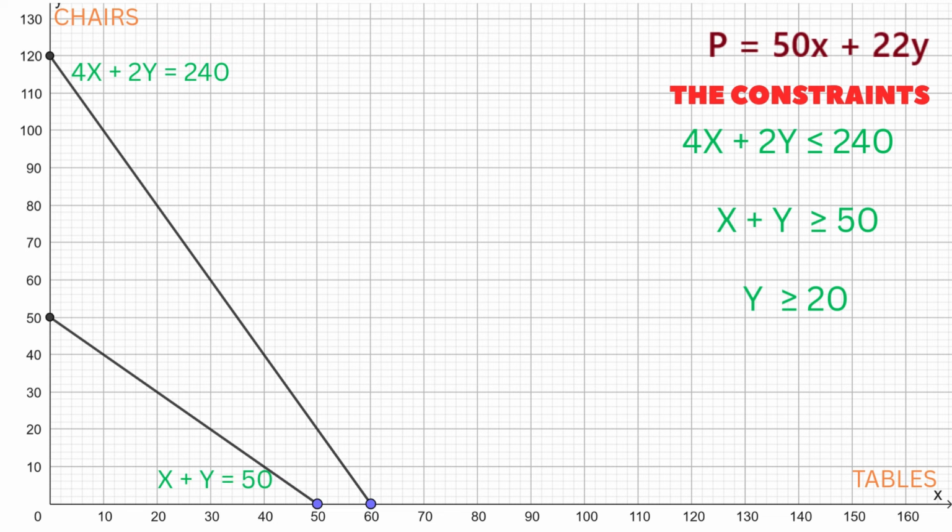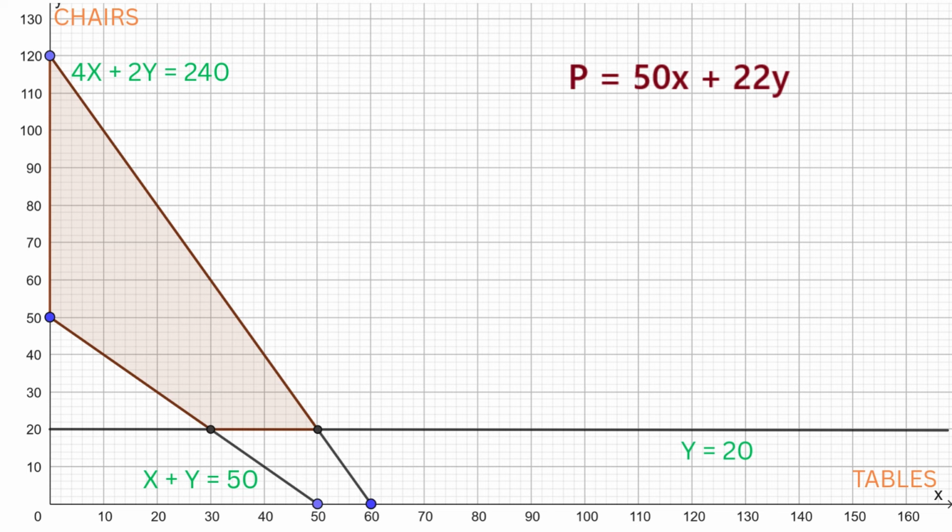The line associated with another constraint is y equals 20. There is no x variable in the equation, which means that the line only cuts the y-axis. So we draw a line parallel to the x-axis, intersecting y at 20. The area where all inequalities overlap represents all possible production combinations.